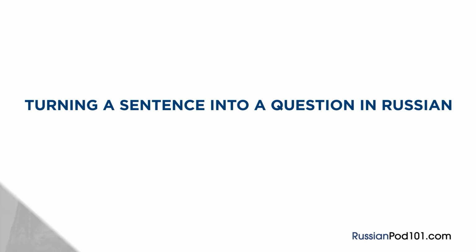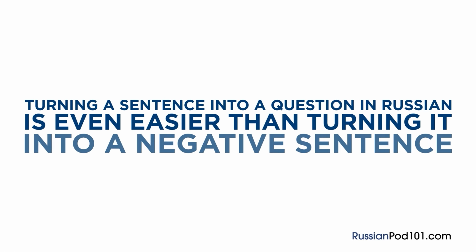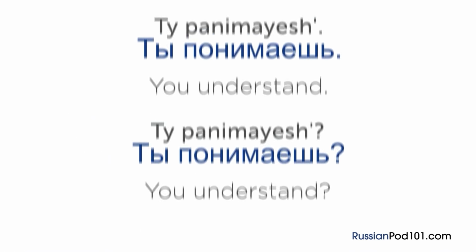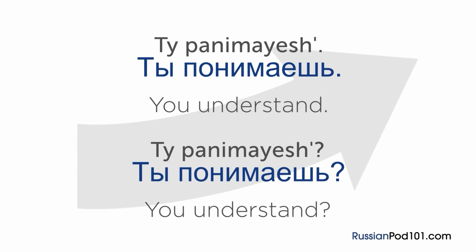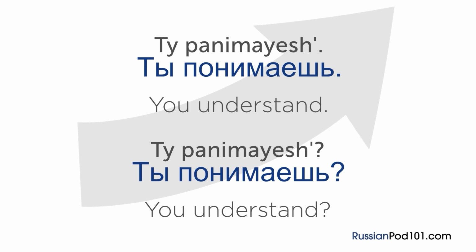Turning a sentence into a question in Russian is even easier than turning it into a negative sentence. Simply raise your pitch at the end of the question as you would in English. Unlike English, though, you do not need to rearrange the order of any words. Simply say the sentence and raise the pitch at the end. Ты понимаешь? To ask more than yes or no questions, you'll need to learn question words.